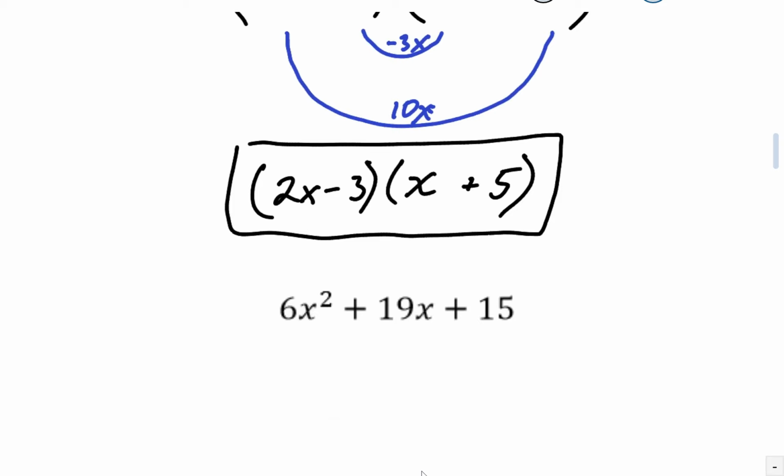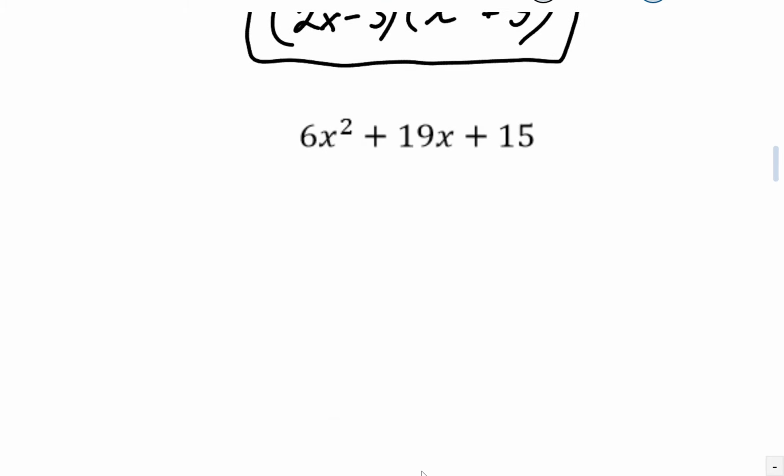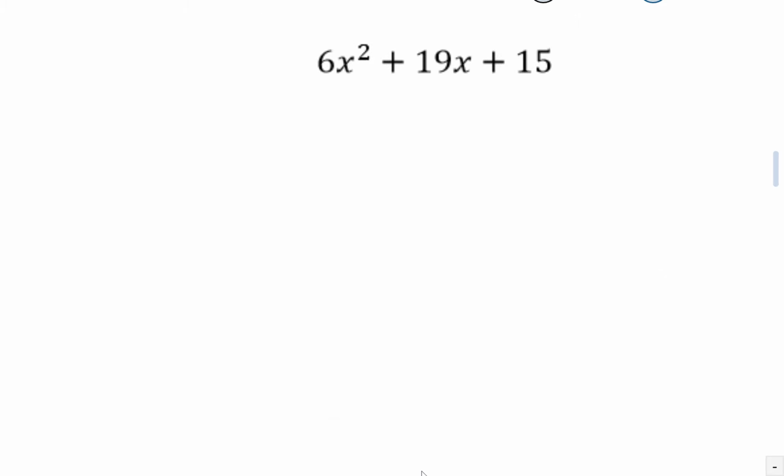All right, and the last one here. All right, so this one's a little harder than the first two. We know it's going to be two binomials. Okay. We also know that since the trinomials are all plus, our two binomials are going to be plus. Okay. But now we have options.